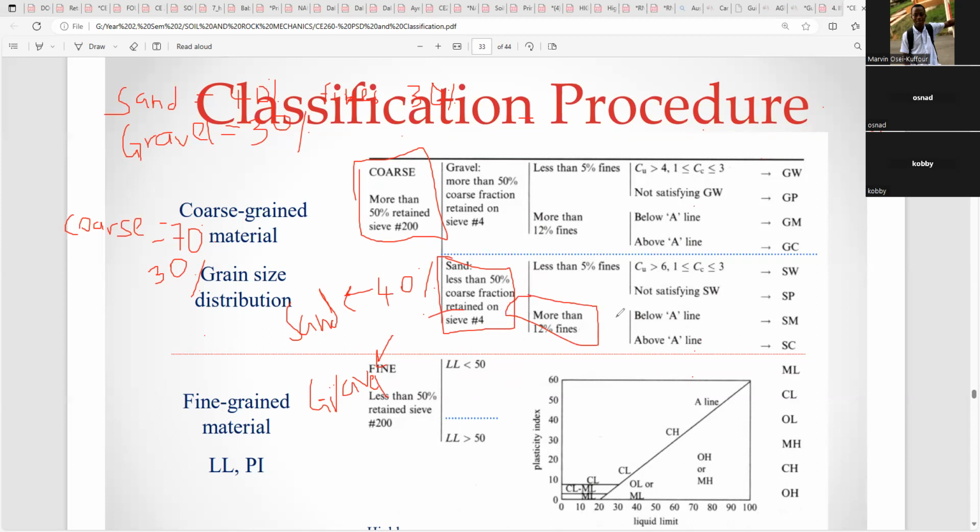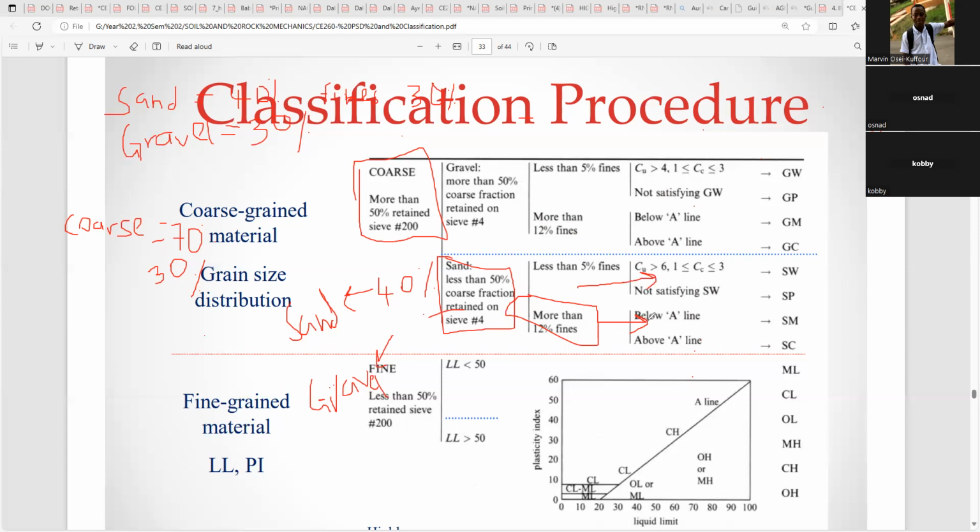Then there is no line separating the two. Do you get it? There is no line separating the two, but if you choose more than 12% fines, it means obviously you are coming this way. So you should know that this side goes here and this side too comes here.